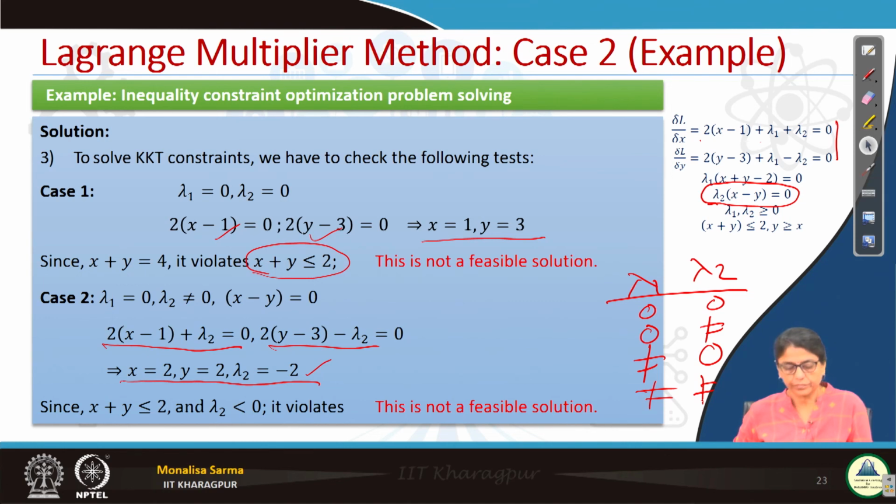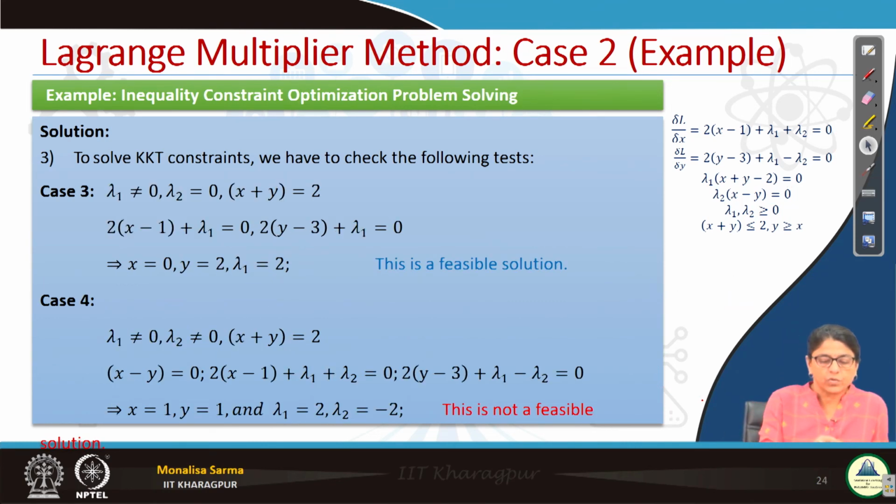So, next I took lambda 1 not 0, lambda 2 is equal to 0. Accordingly, I found these are the equations and this value I got. This is lambda 1 is equal to 2, this is also feasible because it is given lambda 1, lambda 2 greater than or equal to 0, and I got x is equal to 0, y is equal to 2 and it satisfies the constraint also, isn't it? What is my constraint? My constraint is x plus y should be less than or equal to 2, so it is satisfying the constraint also. This is a feasible solution.